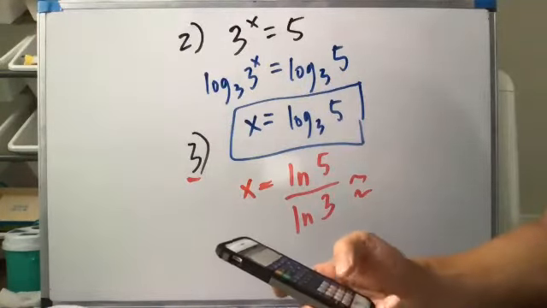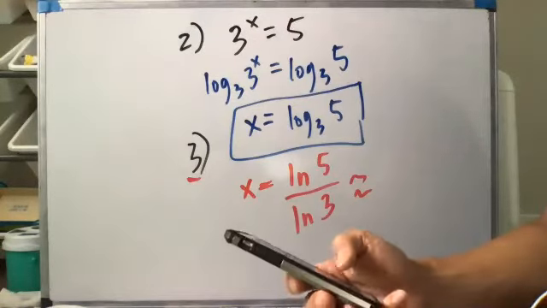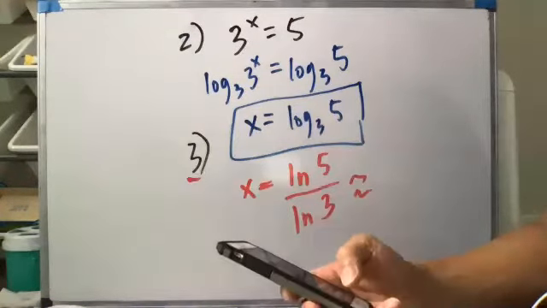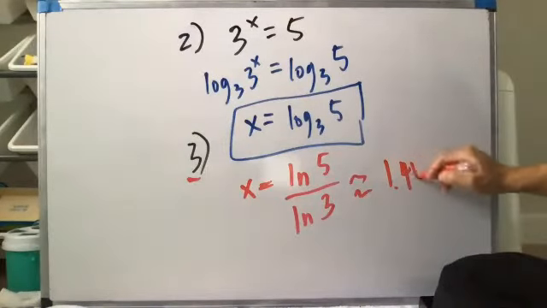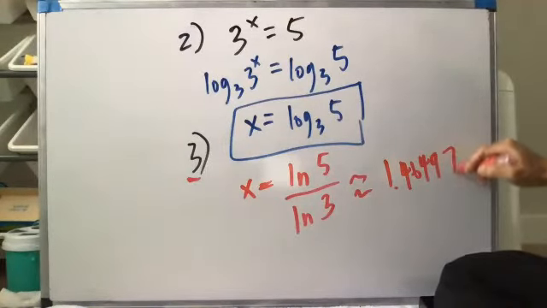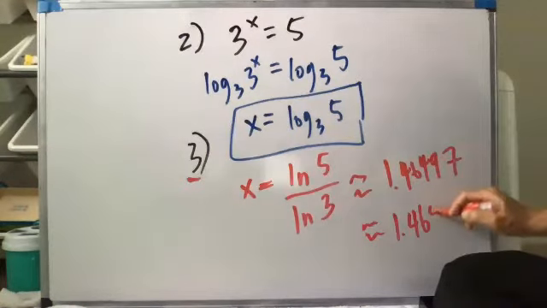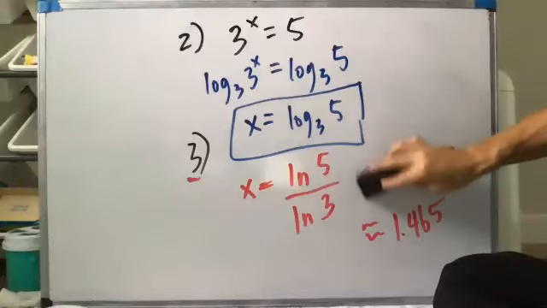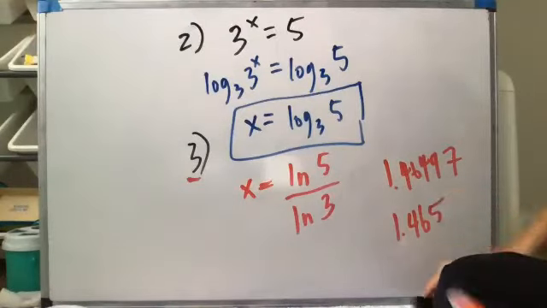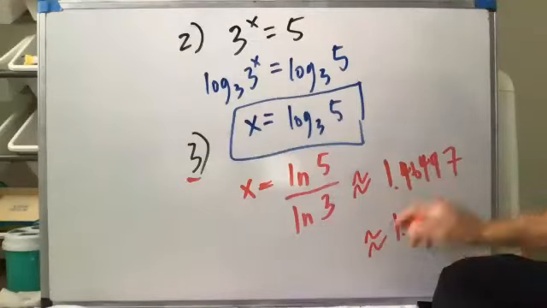Natural log of 5 divided by natural log of 3. And I got 1.46497. Or to the nearest 3 digits, let's say 1.465. I'm using the squiggly equals here because it's an approximation, not exactly equal. So squiggly equals means approximate.